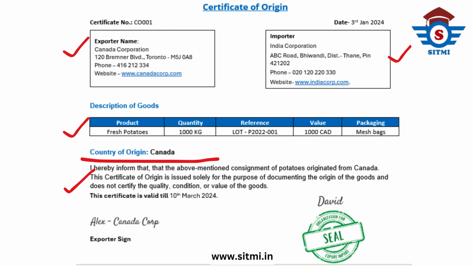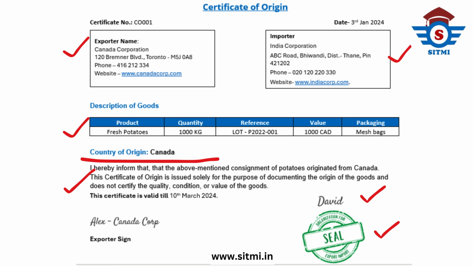Fifthly, exporter declaration. The Certificate of Origin may include a declaration or statement by the exporter certifying that the goods being exported comply with the rules of origin criteria specified by the importing country or relevant trade agreements. Sixthly, the authorized signatures. The Certificate of Origin is typically signed and dated by authorized personnel from the issuing authority or organization. Their signatures authenticate the document and signify that the information provided is accurate and valid.